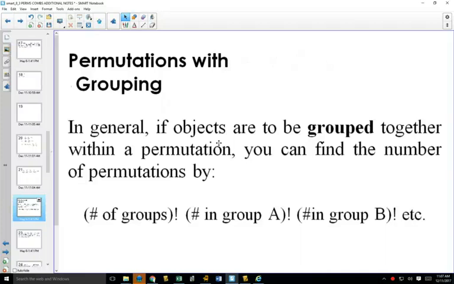So the grouping strategy says if you want to organize things and you want certain things grouped together, like certain people have to sit together, or certain kinds of things need to stay together, but we still arrange things in an order with different groups. The number of ways you can do that is you first figure out how many groups you have, then you take the factorial of the number of groups, and then multiply by the arrangements of each group individually. Now this is easier to see if we use an example.